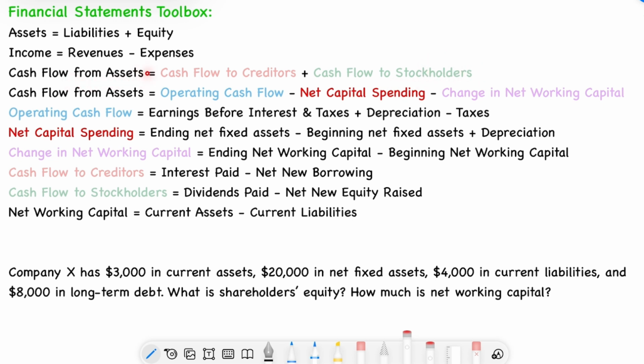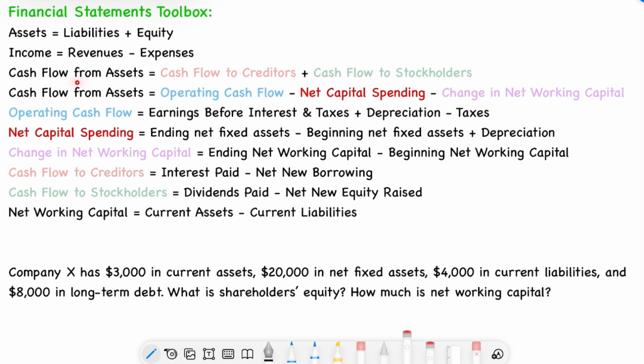What this means is cash flow from assets is the cash we are generating from our assets. Cash flow to creditors is the cash that we are giving to people who have loaned us money or given us products on credit or with the expectation that we pay later. And the cash flow to stockholders is the money that we are paying our stockholders. This is usually through dividends.